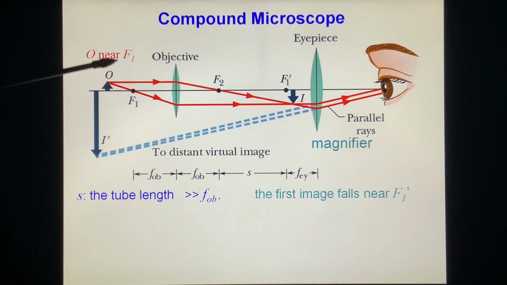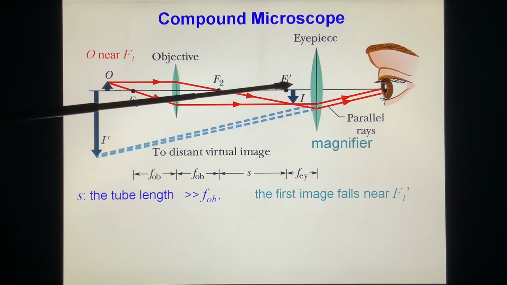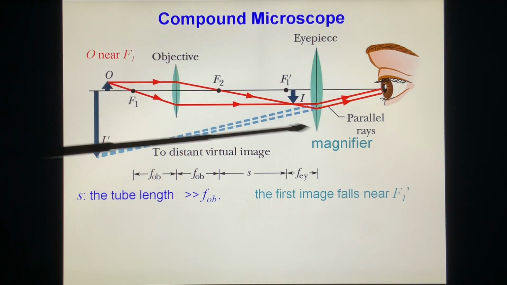The first image falls just inside the second lens focus point. So this one is magnified, as we mentioned before.